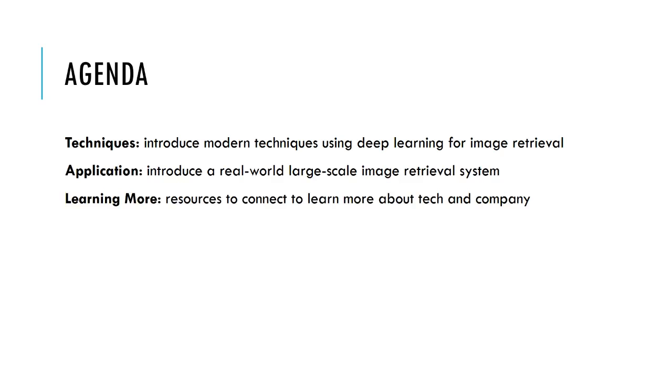Today's talk is going to have two major aspects to it. The first are the techniques. I'm going to introduce, from a beginner's point all the way up to some modern techniques, using deep learning for image retrieval. And then I am going to introduce an application, a real-world large-scale image retrieval system. And then at the end we can learn more about the technology and the company.